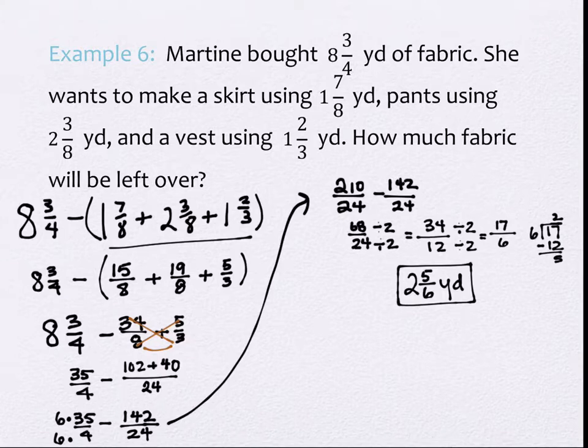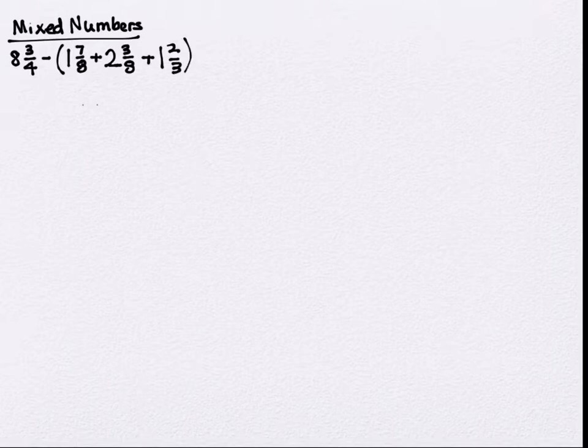So I'd like to show you what happens then with mixed numbers, not to say that it's necessarily any easier, but so that you can see the complications with that approach and where you might find it to be more difficult. So if we do mixed numbers, let me write it again since I don't have it on the screen. 8 3/4 minus 1 7/8 plus 2 3/8 plus 1 2/3.